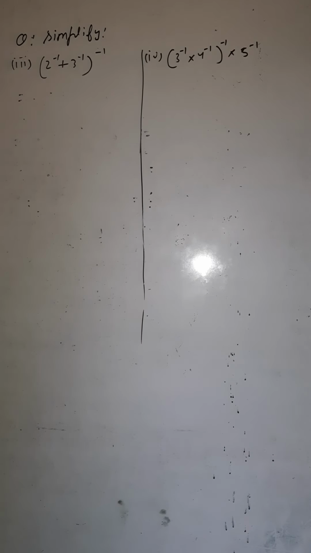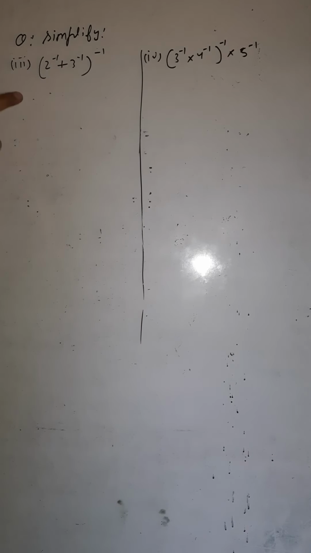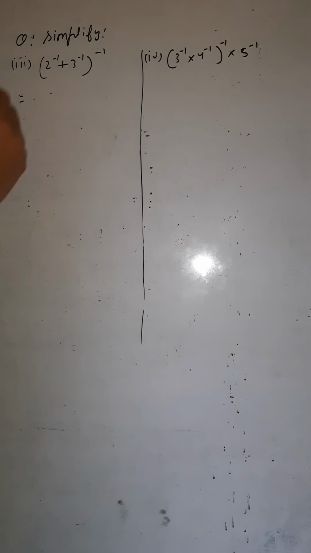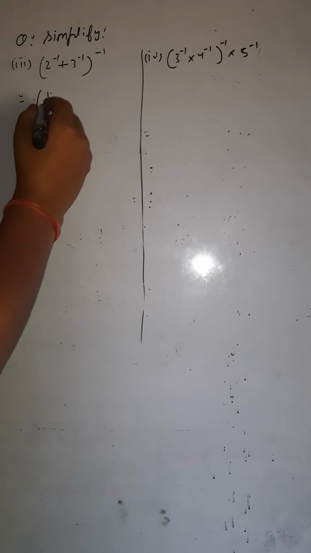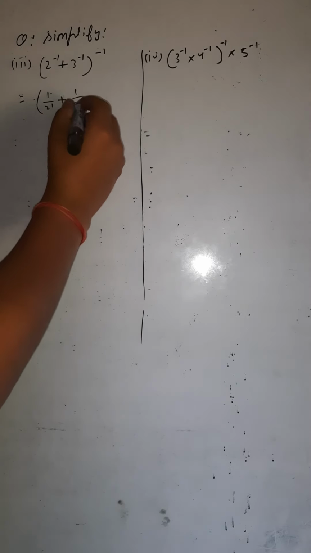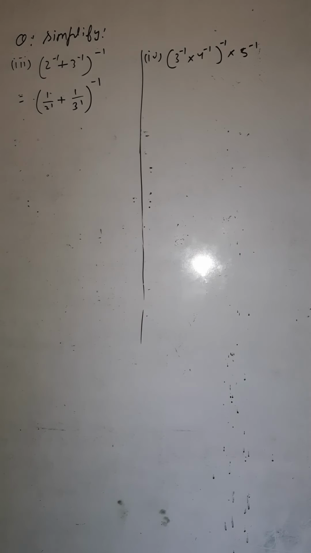Here I have two new questions again. Just try to solve this if you can. Pause the video and try to solve this question on your own. Then match your answer with me. This 2 raised to the power minus 1 can be written as 1 by 2 raised to the power plus 1. Similarly, 3 raised to the power minus 1 can be written as 1 by 3 raised to the power plus 1, again whole raised to the power minus 1.